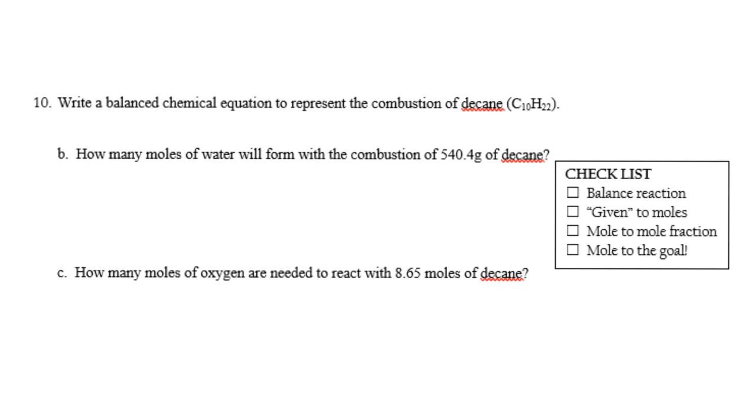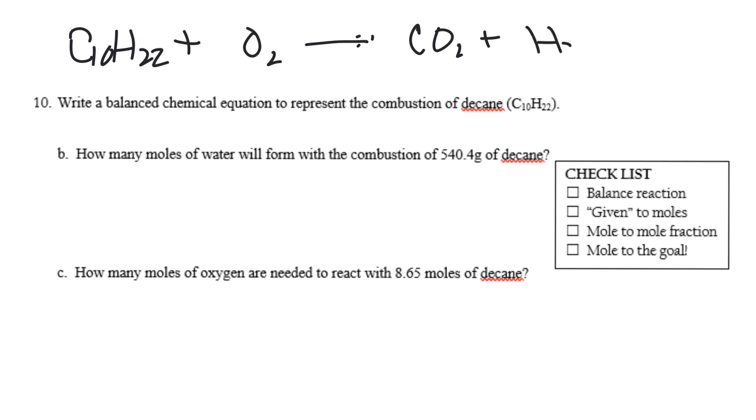Question 10, we need to write a balanced chemical equation to represent combustion of decane, and then we're going to do our calculations with it. So it gives us the formula for decane. So we have C10H22, and then we're dealing with combustion, so we have to add oxygen to that. And the products of that are always CO2 and H2O. And then we need to balance.